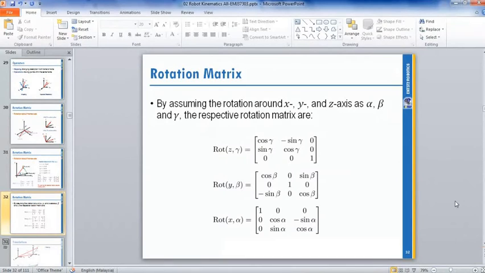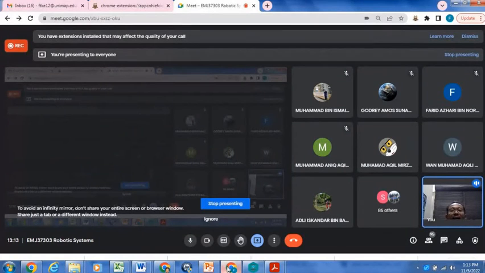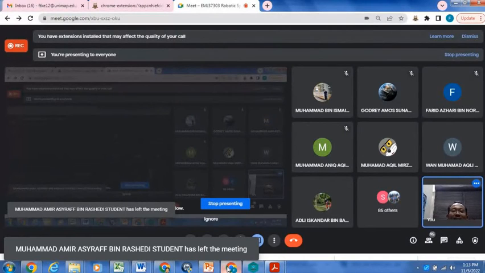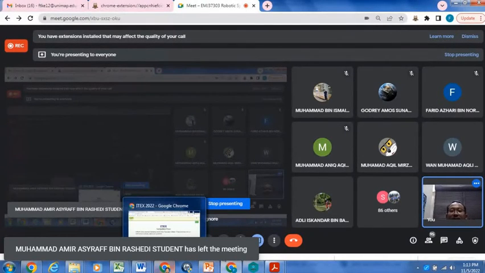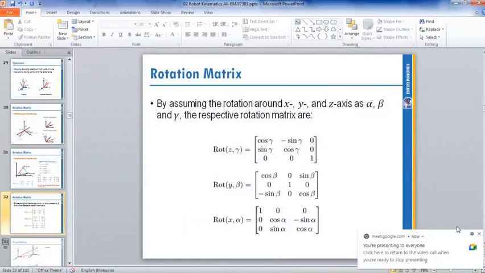Any questions or not? So you need to use 4 matrix formulas: rotate x, rotate y, rotate z, and translation matrix. How many students now? 95. It's almost a full class. Any questions so far? You will only use these 4 matrices in homogeneous transformation.